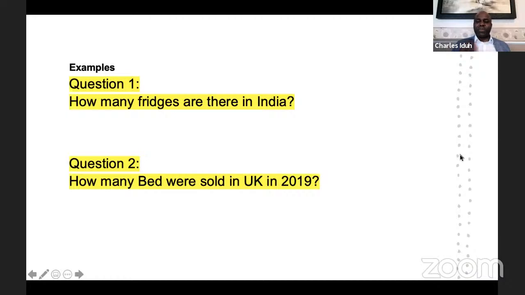Now from there, you want to look at how many households there are in India, because not every individual is going to have a fridge in India. You get what I'm saying? So how many households? What is an average household?